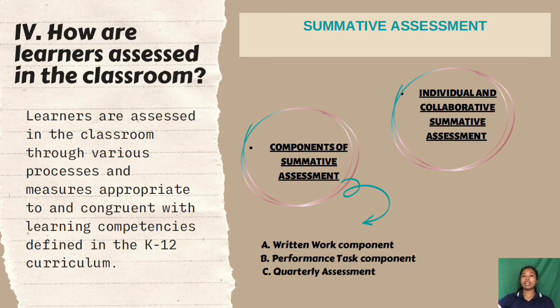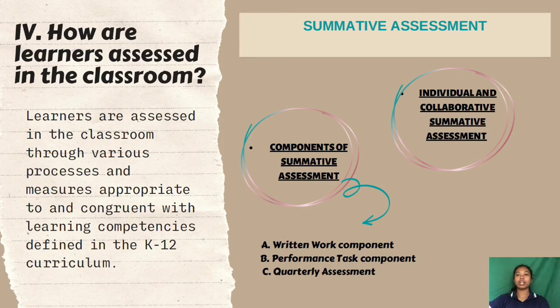The next one is the letter B, performance task component. The performance task component allows learners to show what they know and are able to do in diverse ways. They may create or innovate products or do performance-based tasks. Performance-based tasks may include skills demonstration, group presentations, oral work, multimedia presentations, and research projects. It is important to note that written output may also be considered as performance tasks.